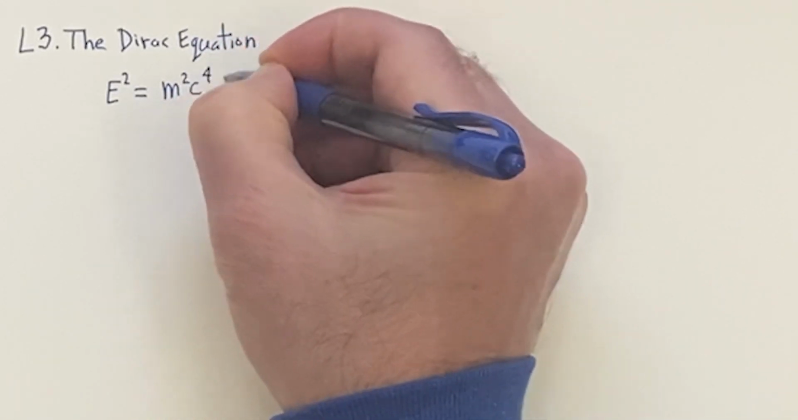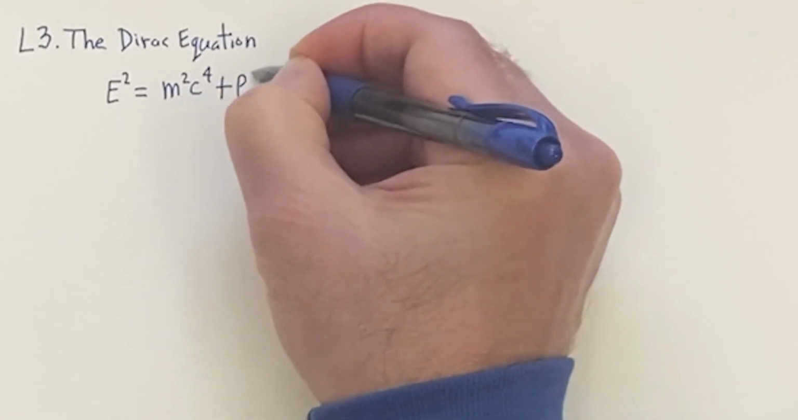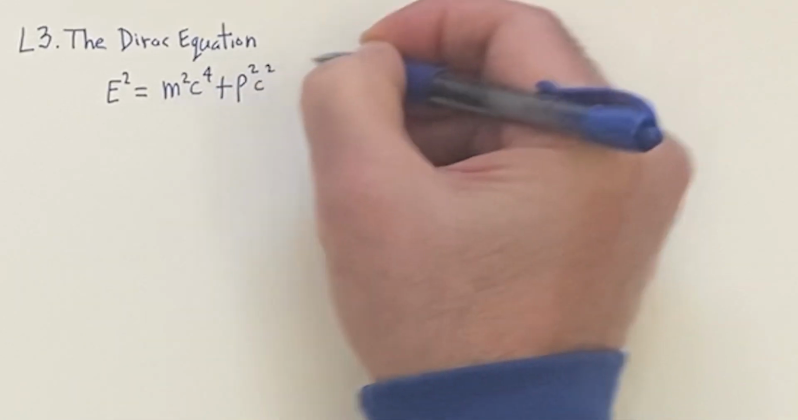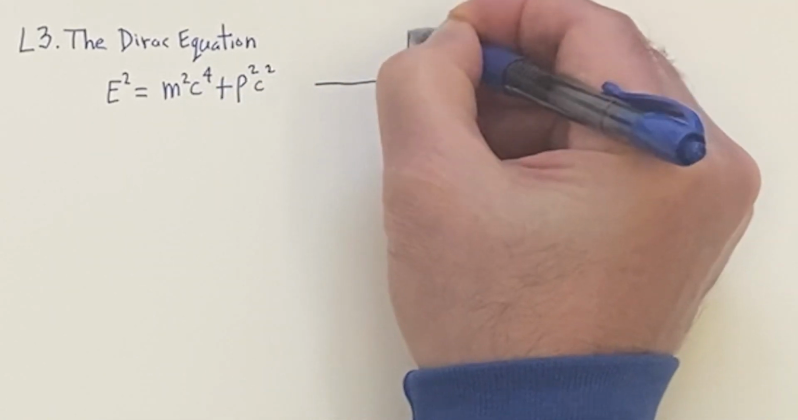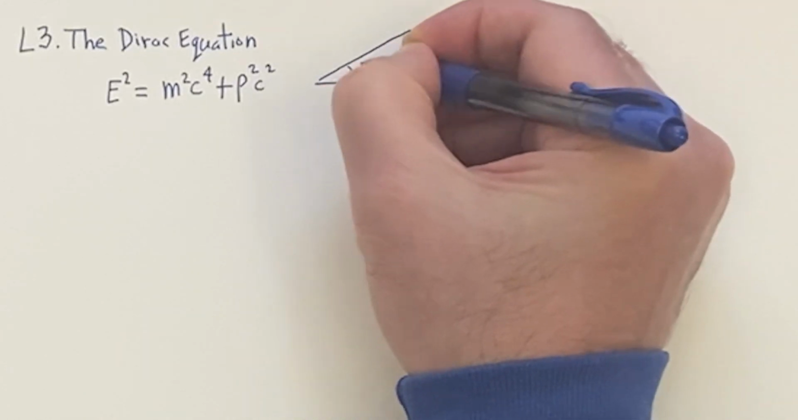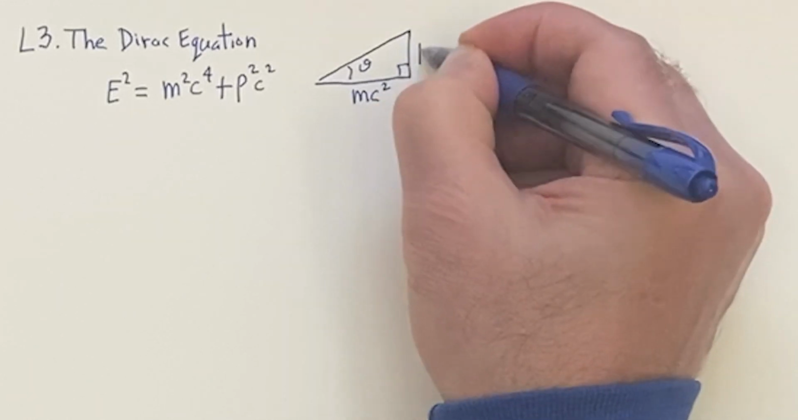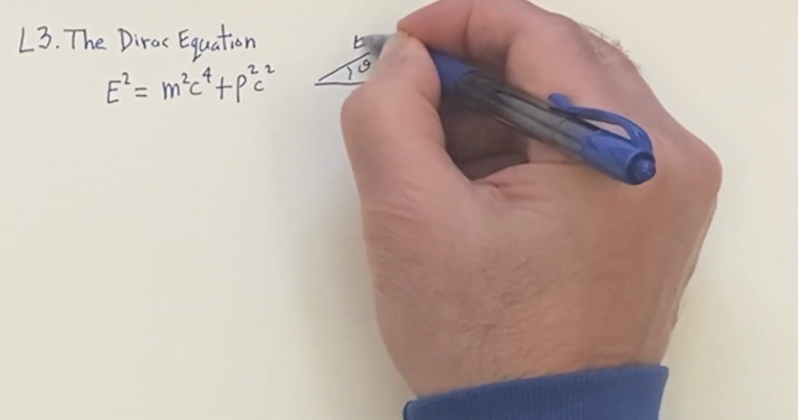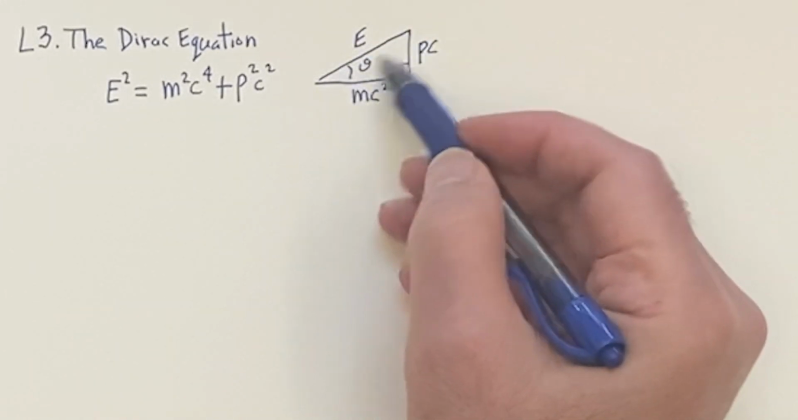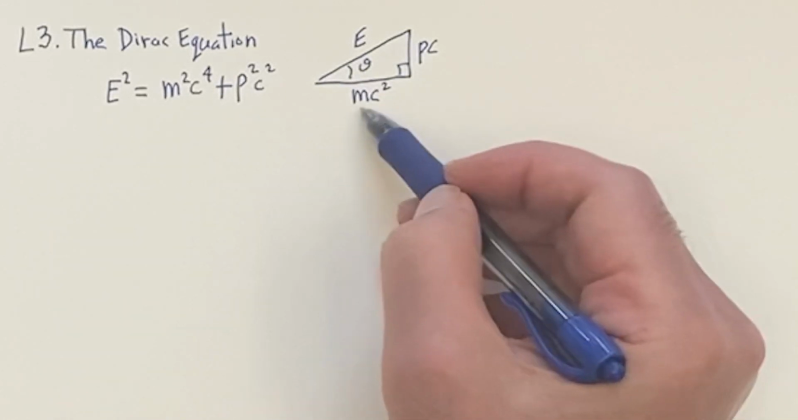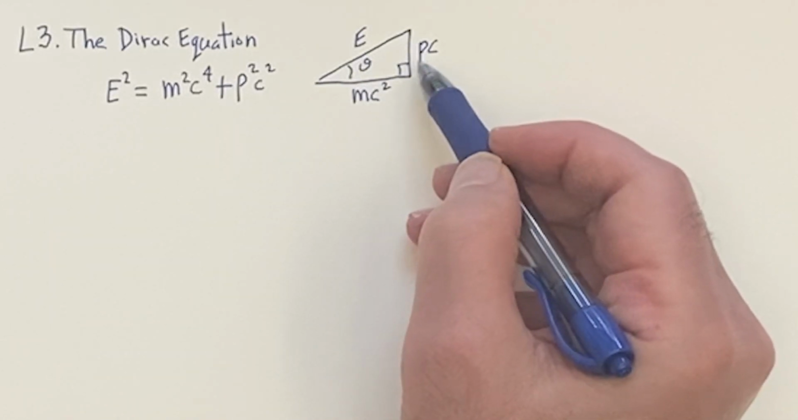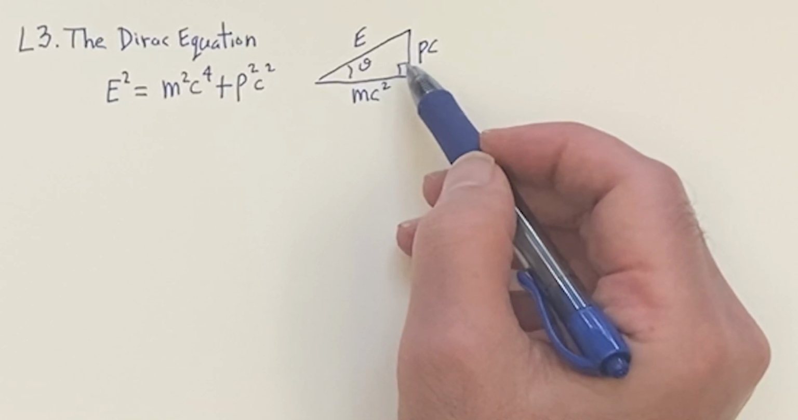Well, let's go back to our triangle where we said that E squared is equal to m squared c to the 4th plus the p squared c squared, which I think is easy to remember because if you put here mc squared and then remember to put pc here, you're all set. Then when you do the Pythagorean theorem, you have E squared is m squared c to the 4th plus p squared c squared.